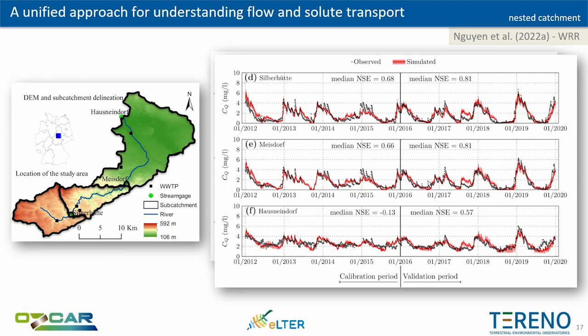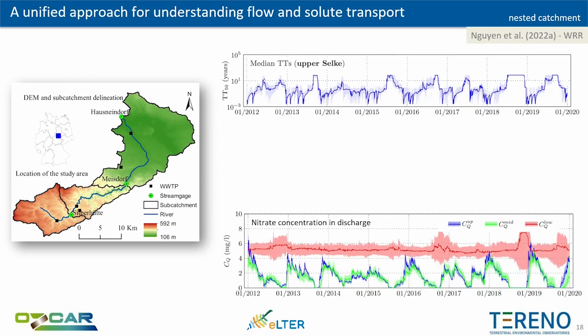And as you can see here in the two upstream stations, we have a clear seasonal pattern in nitrate concentration. But for the lowland catchment here at the catchment outlet, we also have the seasonal patterns, but the minimum nitrate concentration is always above a certain level. And how can we explain this with a transit time?